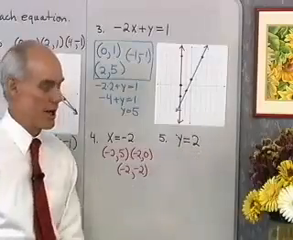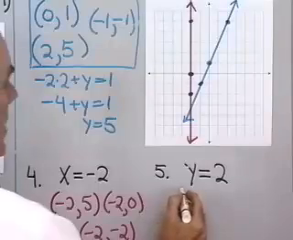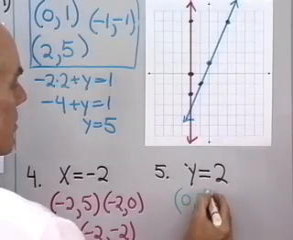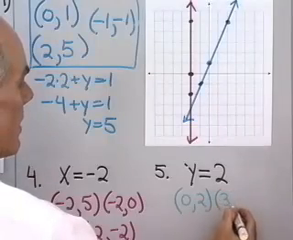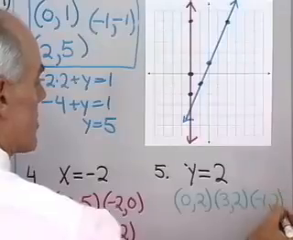One last problem, y is equal to 2. And so I end up with 3 ordered pairs. Doesn't matter what x is as long as y is 2. So x can be 0, y is 2. X can be 3, y is 2. X can be negative 1 as long as y is 2.